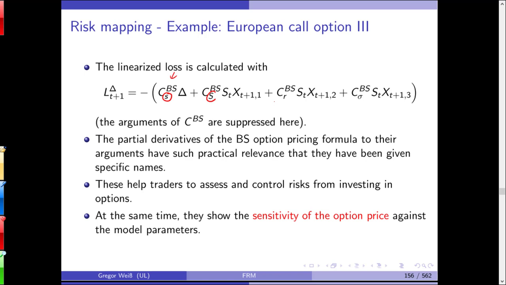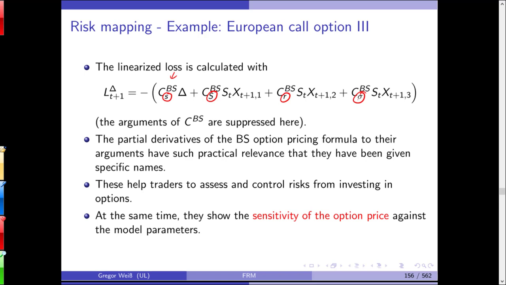And you can see that the losses, the potential losses stemming from an investment in a European call option in a linearized fashion depend on the partial derivatives of the pricing function with respect to the input parameters: current stock price, point in time, volatility, and risk-free rate.